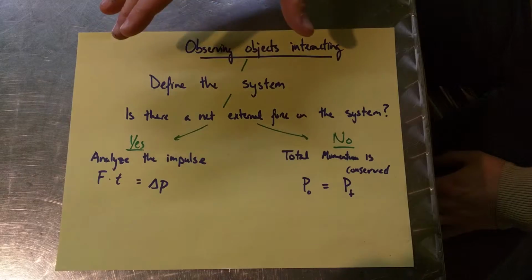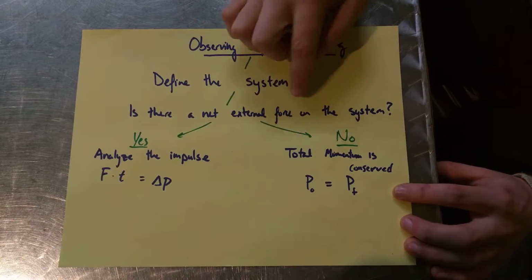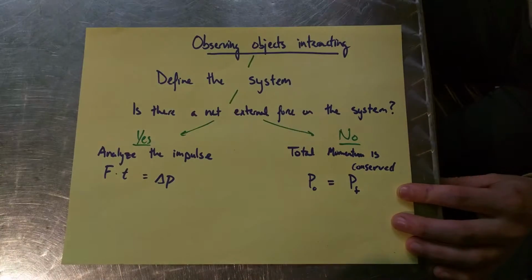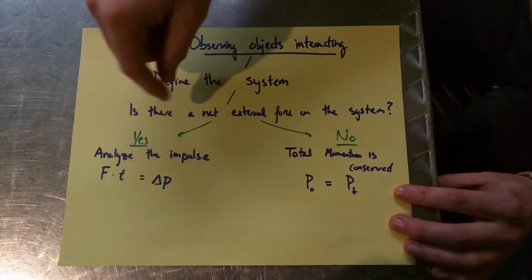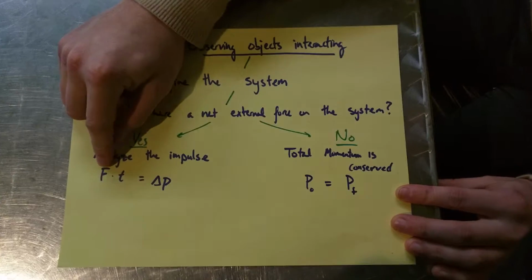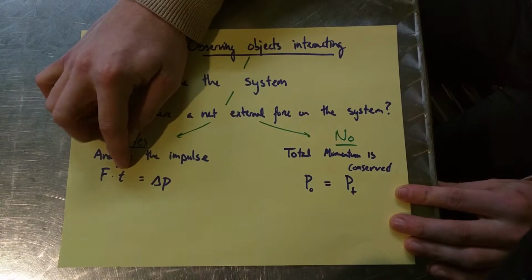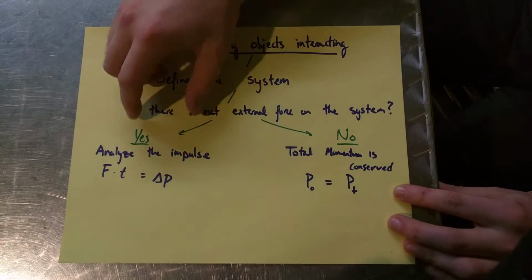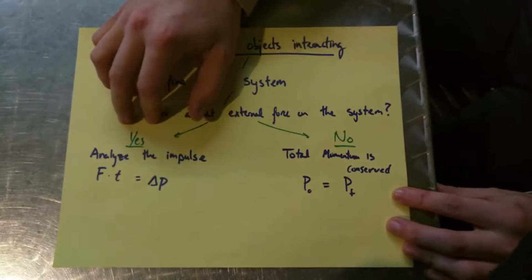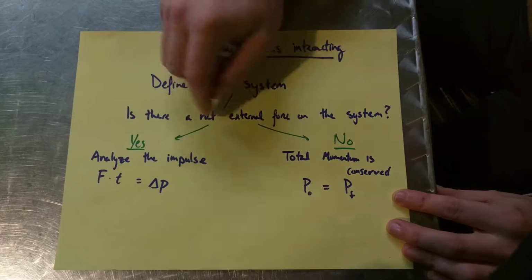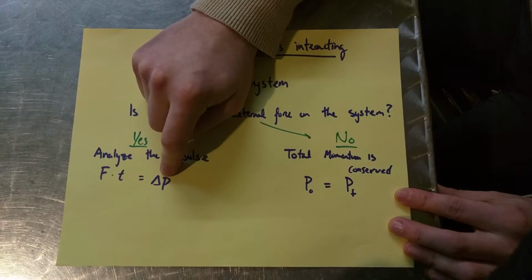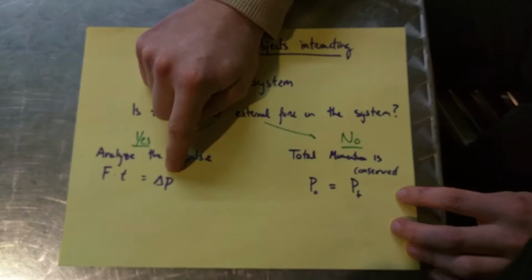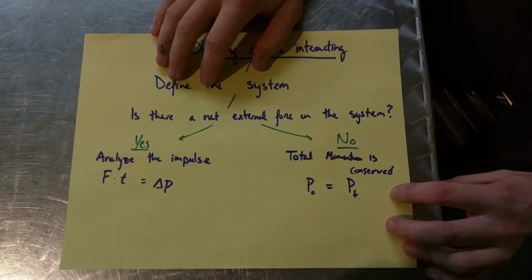The first question we ask is, is there a net external force acting on the system? If the answer is yes, then we can analyze that by means of an impulse. We say that there's some force acting, and the time span in which that force is acting gives us a change in momentum. And this follows from Newton's laws. We know that if there was no force acting, then there wouldn't be any change in momentum. So we can use this. The change in momentum, recall, is just an impulse. I use those two interchangeably.